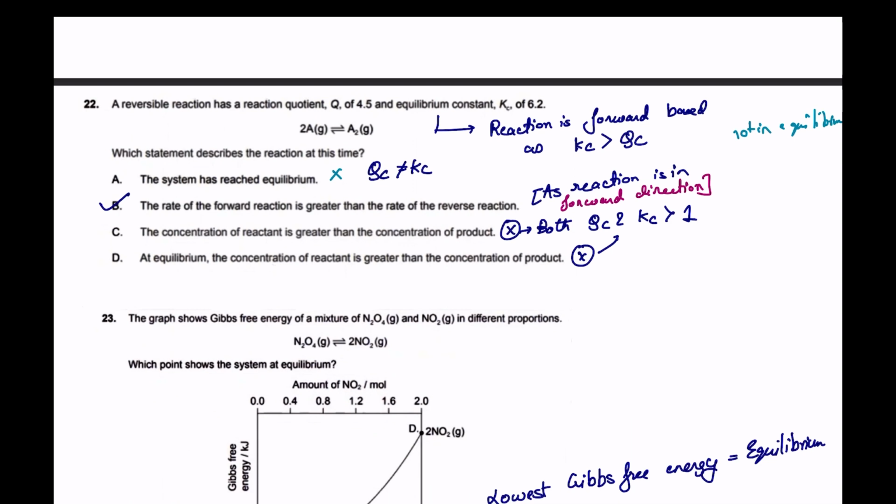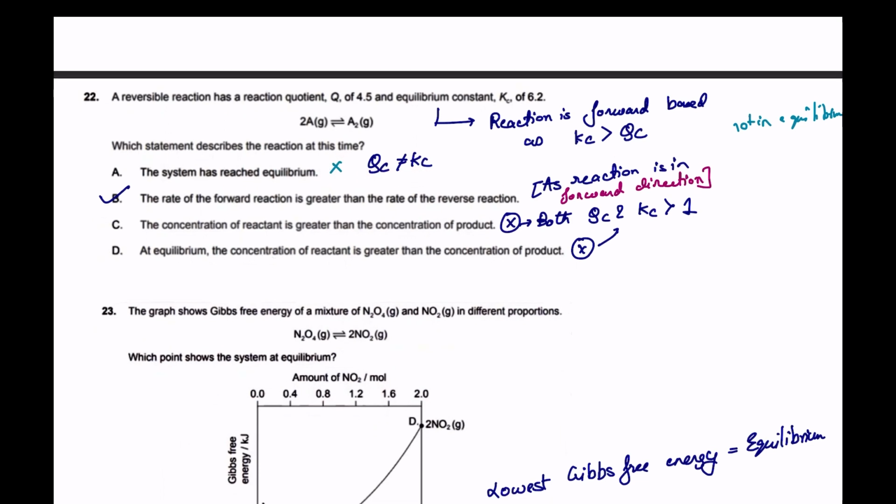We have a reversible reaction of reaction quotient 4.5 and equilibrium constant Kc 6.2. Now, which statement describes this reaction? You can read the options here, but let's just try. So Kc has a greater value than that of Q. If Kc has a greater value than Q, it means that the reaction is still going in the forward direction, so more and more products are being formed. The system hasn't reached equilibrium because at the equilibrium point, the value of Q would be equal to Kc. But in this case, Q is not equal to Kc, so this is not the correct option.